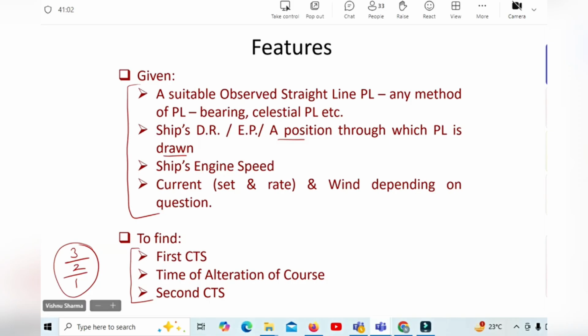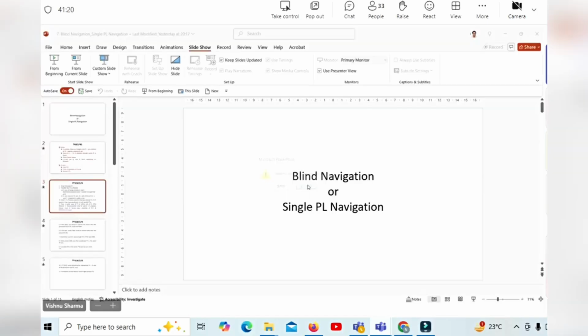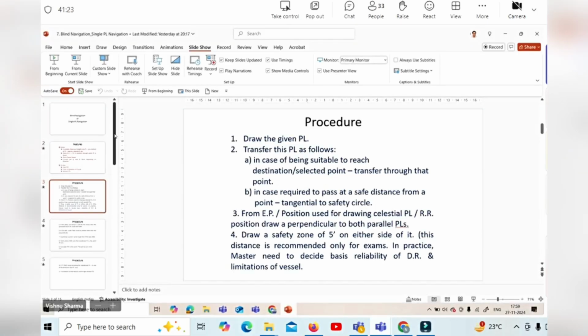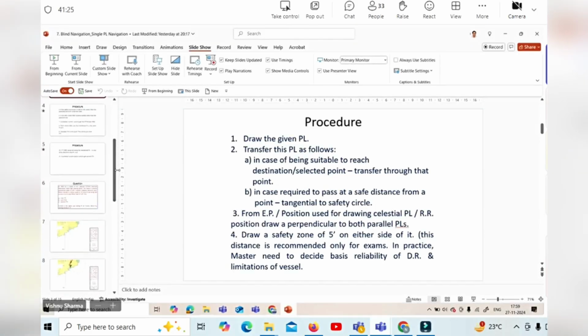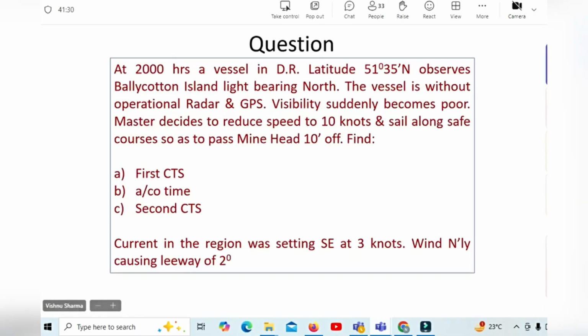Okay. The question, since it's single PL, there is nothing else given to you. The question will be very clear that it is pushing you to use single PL navigation. Such questions usually do not have any doubt. Now, I'll not take you through the procedure. I'll explain, because when you read the procedure, it will unnecessarily confuse you. Let me explain to you through this example.